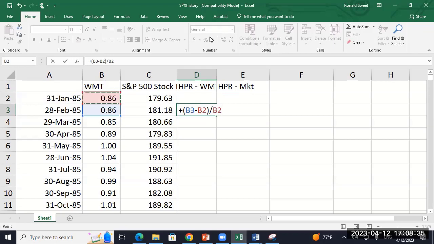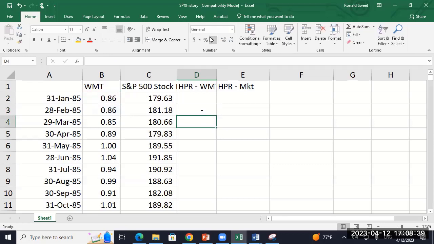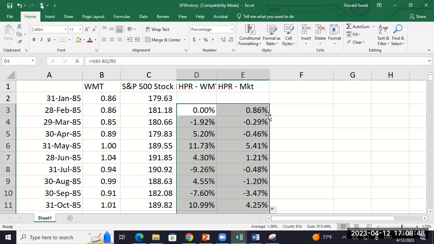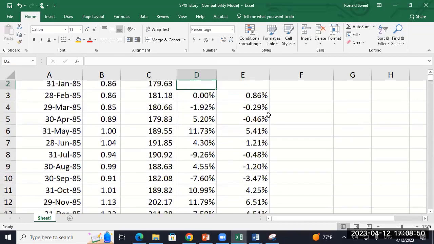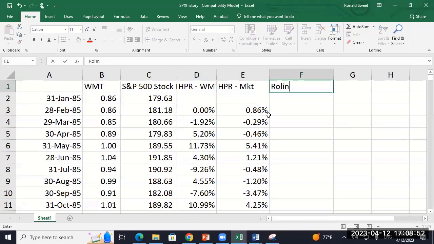Why is there no income? Because I'm using adjusted close. Adjusted close has the income already in there. So there's 1 month. All the way down. And then we're going to do the rolling beta.